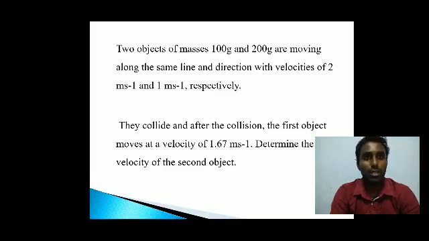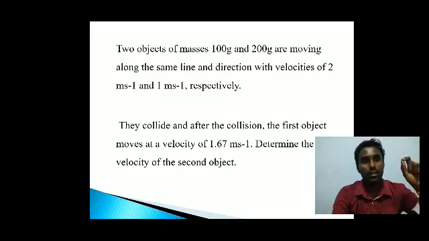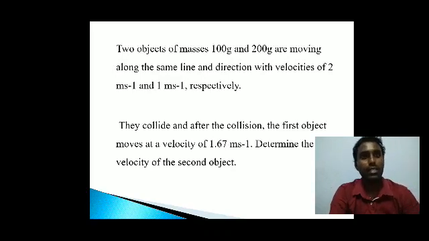Your first object is moving at 1.67. Initially it was 2 meter per second, now 1.67, so the speed of the first object is reduced. Can you guess what happened to the second object? If you take a ball and hit it into another ball, what will happen to that other ball? Will it go somewhat faster or slower? Faster. So determine the velocity of the second object.